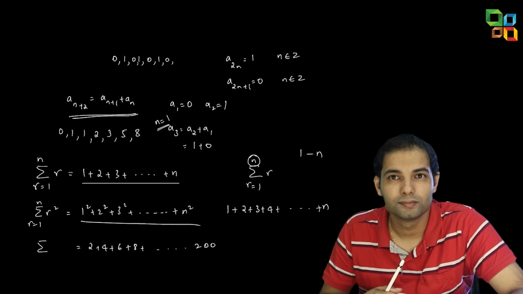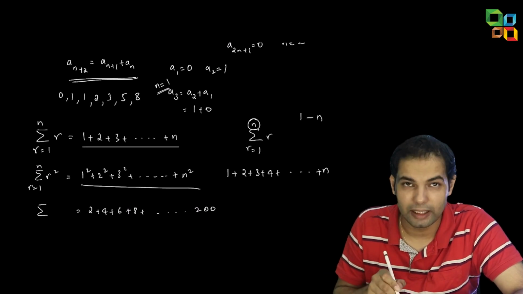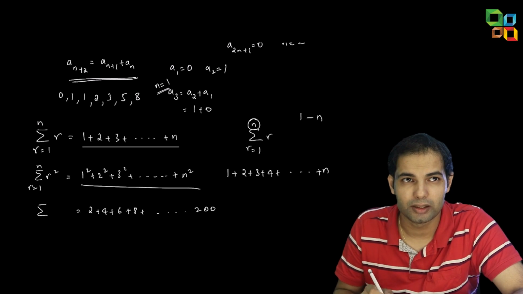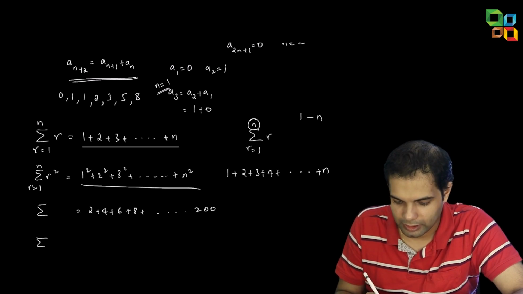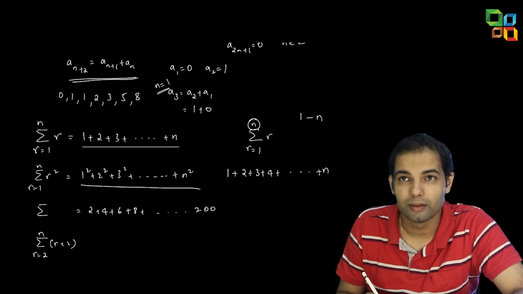Summation r plus 2, where r is 2 till n. Okay, I'll write down your answers, then we'll figure out. So you're saying summation r plus 2, where r is 2 to n.